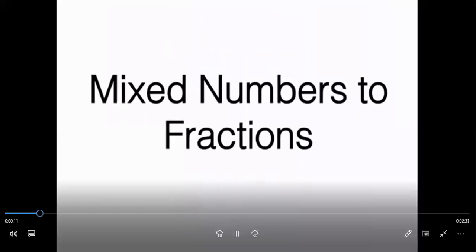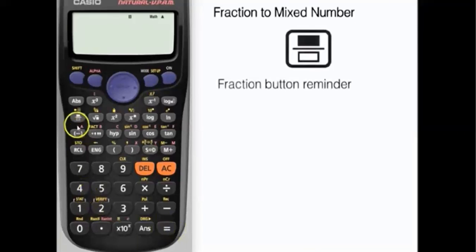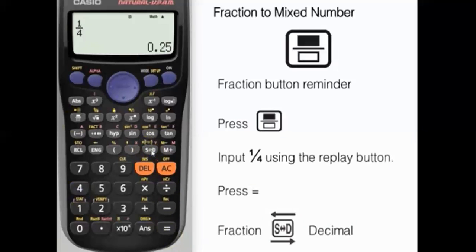Hello, and welcome to the Calculator Guide: Mixed Numbers to Fractions, or Fractions to Mixed Numbers. We're going to learn how to change between fractions and mixed numbers in this video. First, let's just have a reminder of the fraction button. Press the fraction button and input a quarter using the Greek plane. Press equals, and we have a quarter displayed here. Remember, we can use the SD button to change between a fraction and a decimal.